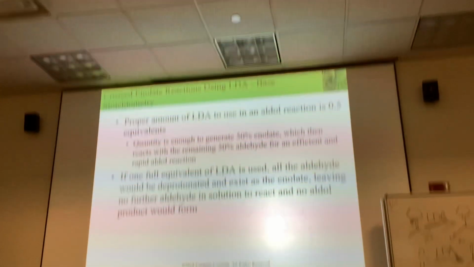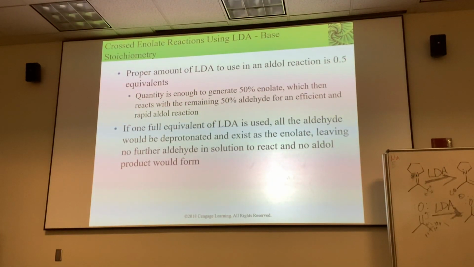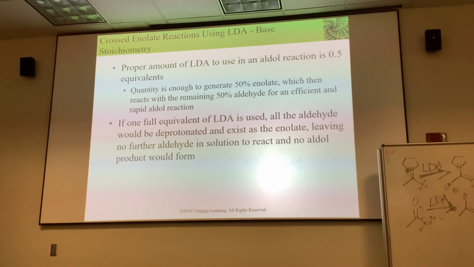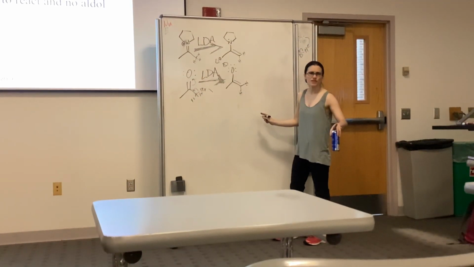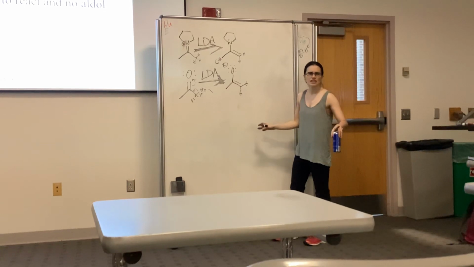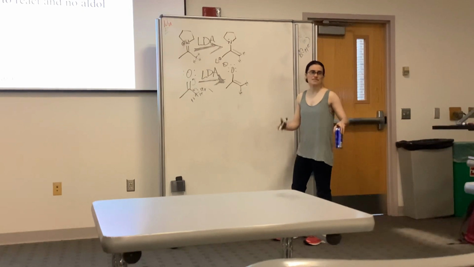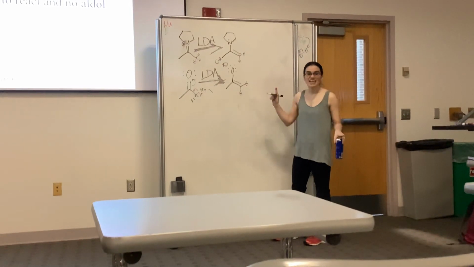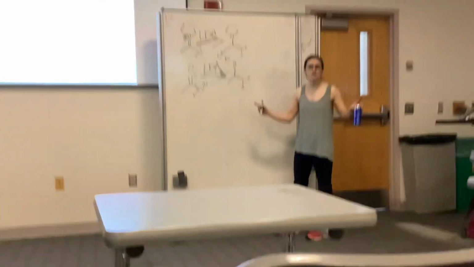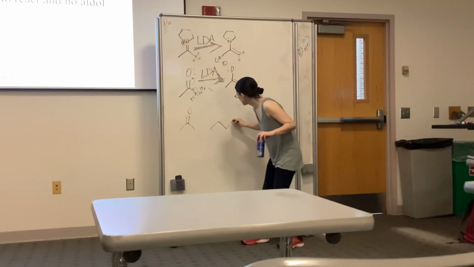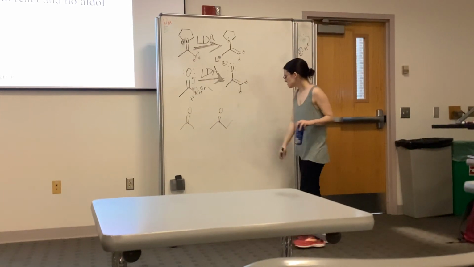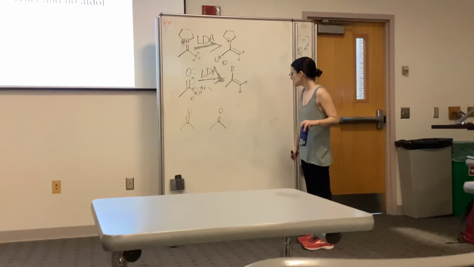So, we can do crossed enolate reactions using this, because we've done crossed aldol reactions before, right? But we have to choose those carefully because only one of them can have acidic hydrogens, right? Otherwise, if they both have acidic hydrogens, you get a mess of stuff. In this case, we can just pick two things that both have acidic hydrogens. I don't know, these guys. Why not?